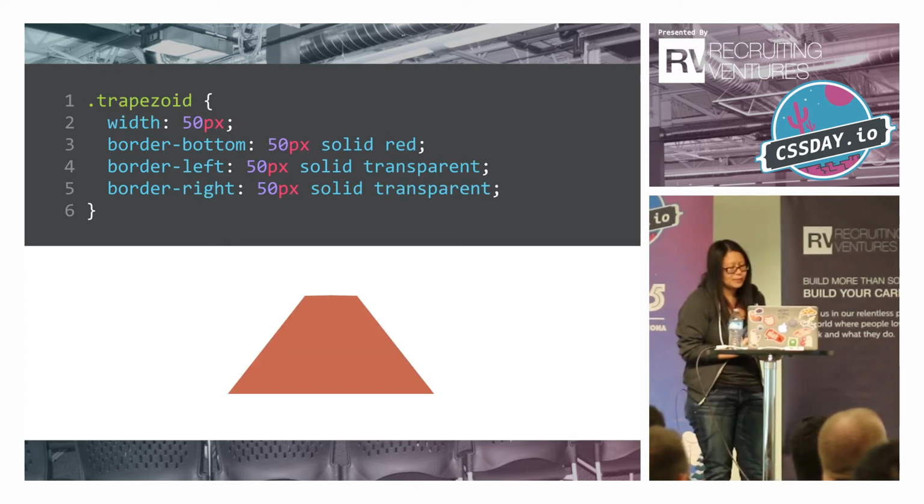And then the trapezoid is basically the same thing as a triangle, but you're giving the div a width. So this has a width of 50 pixels, and this basically removes the triangle point and gives the shape that trapezoid's plateau.